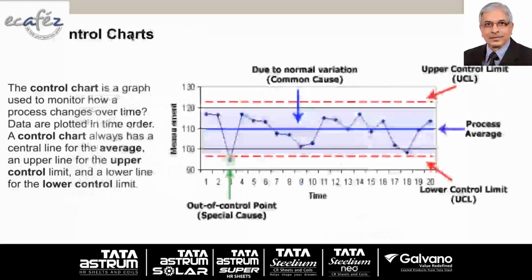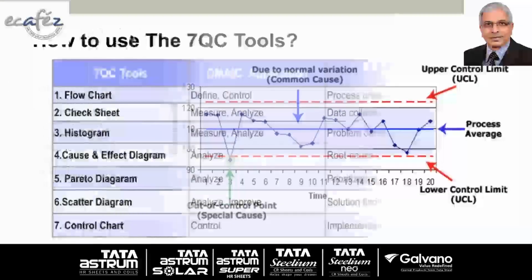Seventh is the control chart, which is basically used for monitoring and control of the process. It is generally used after improvements are done, to make sure that the gains of the improvements are kept stable. The control chart is used for monitoring.